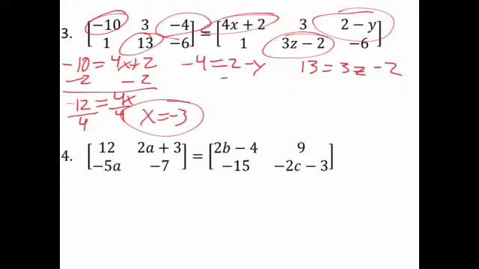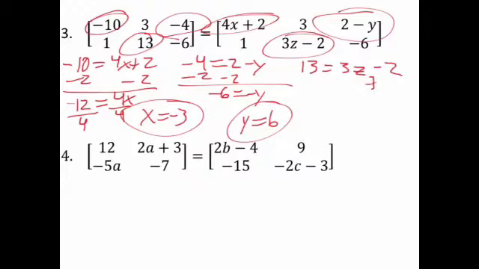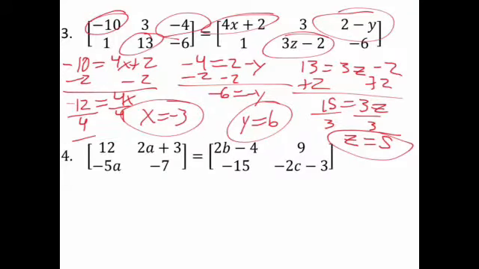And then on my next one, I'm going to subtract 2 from both sides to get negative 6 equals negative y. And if you multiply both sides by negative 1, you'll get y equals positive 6. And then my last one here, adding 2 to both sides, you'll get 15 equals 3z. And if you divide both sides by 3, you'll get z equals 5. So that's number 3. And then my next one has more extravagant equations to write.